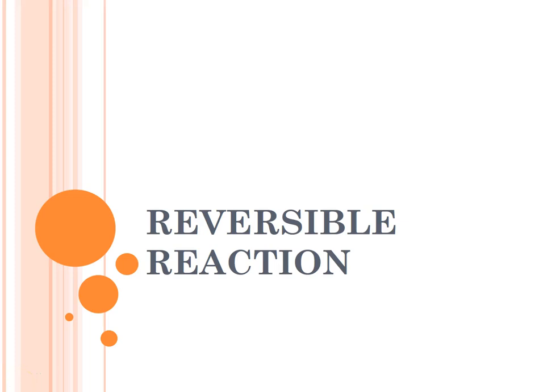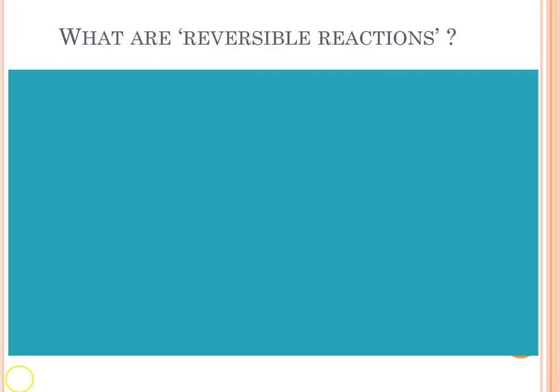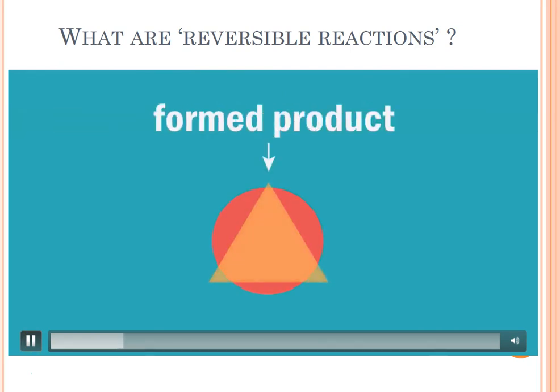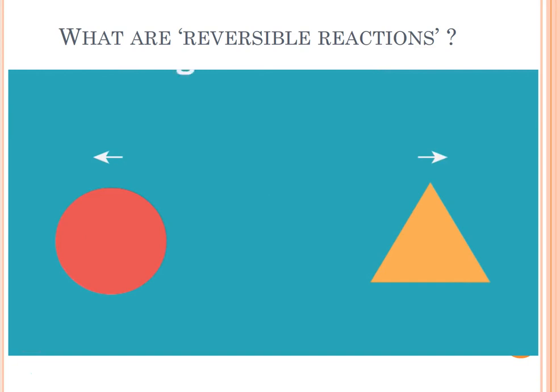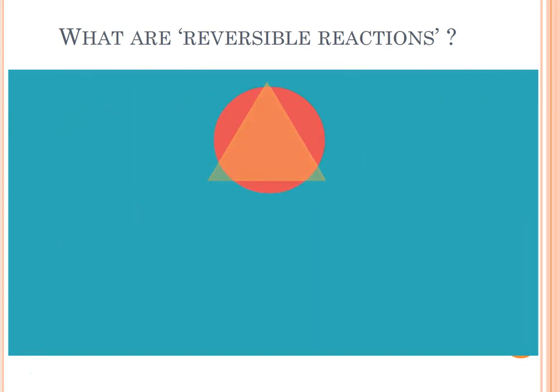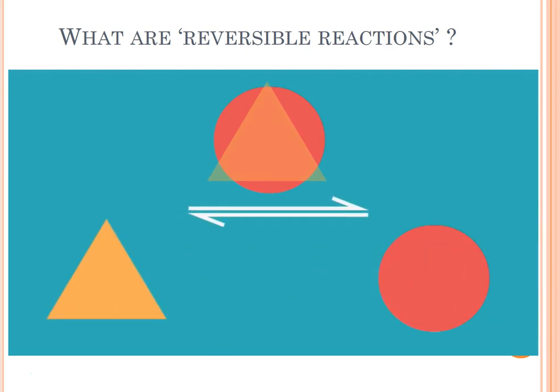This lesson will cover reversible reactions and concepts on chemical equilibrium. Reversible reactions are reactions where formed products can revert or go back to their original reactants. Since the reaction can proceed in either direction, we use this reaction arrow to represent reversibility.